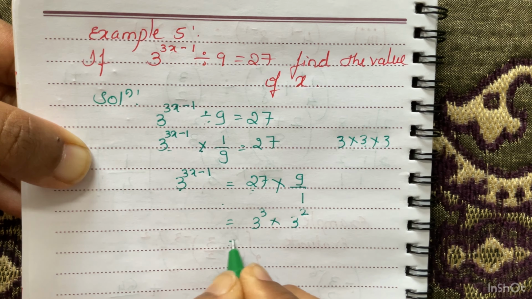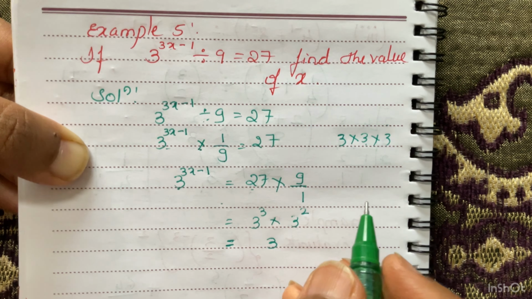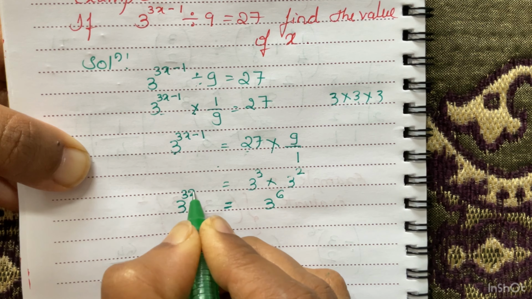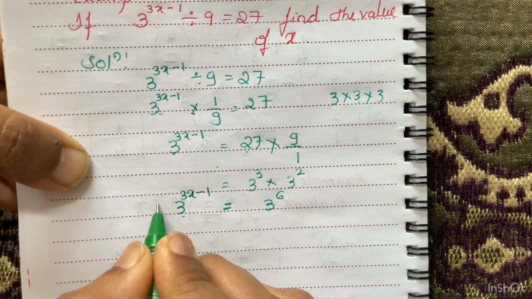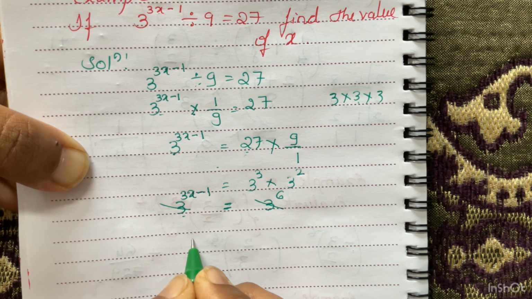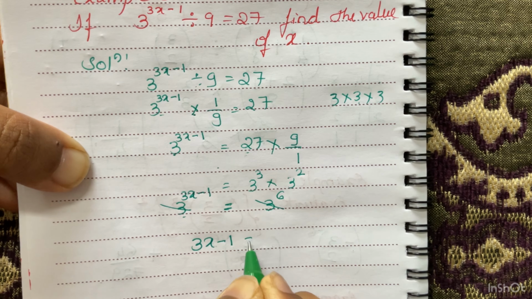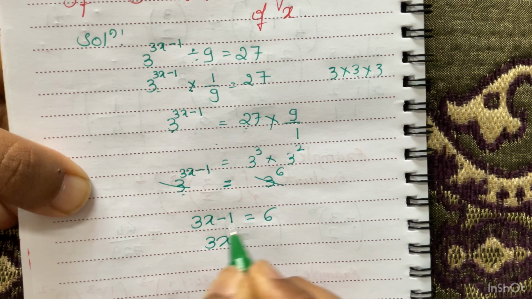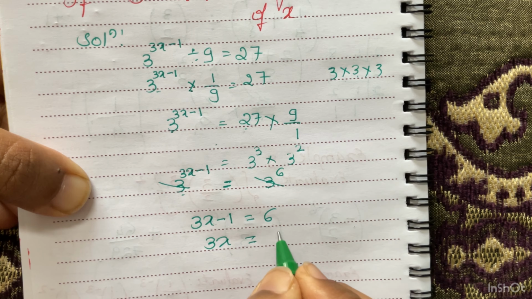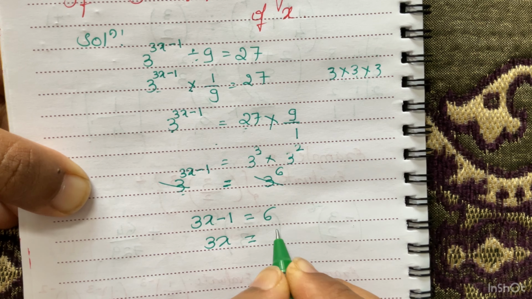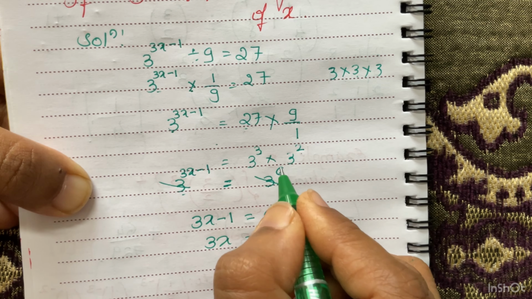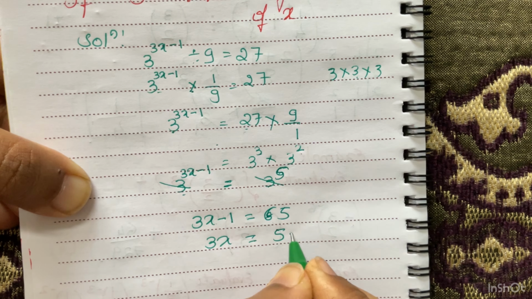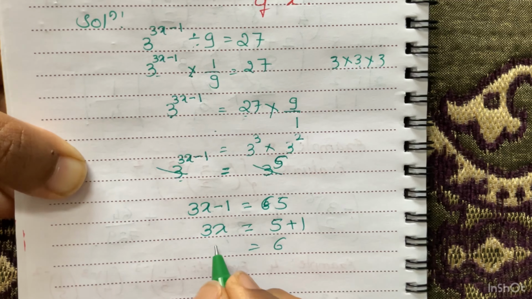Now both bases are same, right? So what we can do, we can add the powers. 3 plus 2 is 5, and this side 3 raised to the power 3x minus 1. Now both bases are same, so they get cancelled. So what is left is only the powers, I can write like this: 3x minus 1 is equal to 5. Now this we can simplify very easily. Minus 1, let me send to the right side. When I send it, its sign will change. Now when I shift to the right side, it will become plus 1. So 5 plus 1 is 6, 3x as it is.